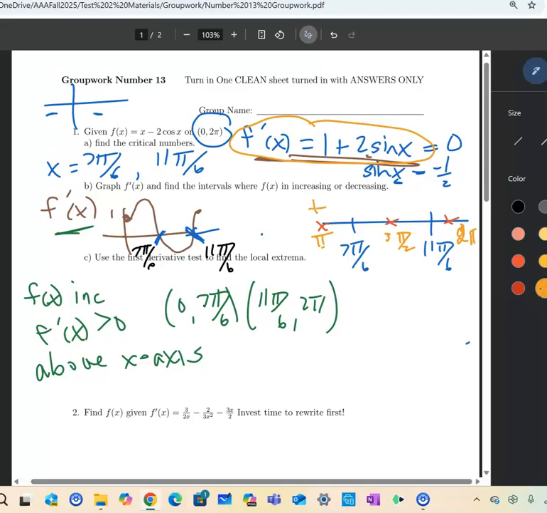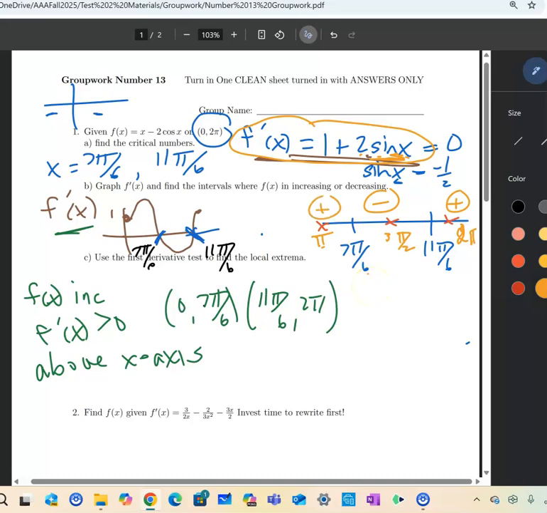If I plug in 3 pi over 2, sine of 3 pi over 2, you know, is negative 1. Negative 2 plus 1, that's a negative number. And if I plug in 2 pi, I get a positive. Okay, so this is a positive.